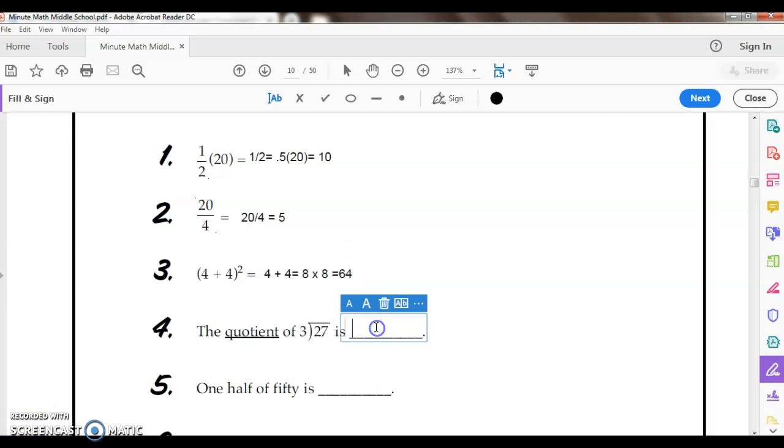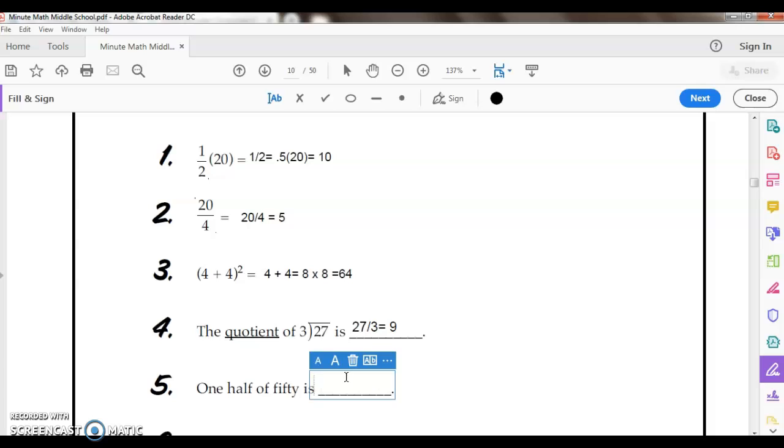So number 4, don't get confused with how it's worded. You're basically just dividing 27 by 3, which will give you 9 as the answer.